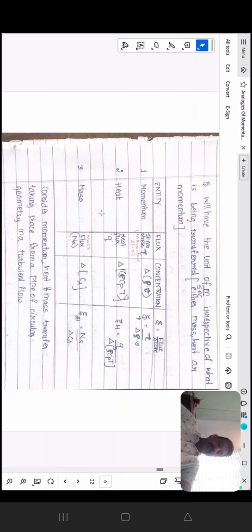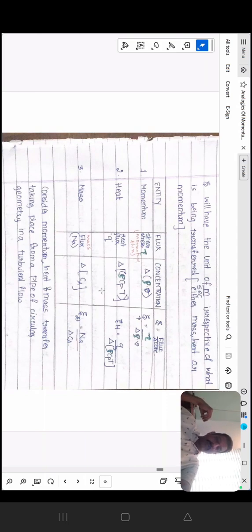Next, heat. So what is flux? Heat flux, Q. What is the change in concentration? Delta of rho CPT. Rho CPT, that is the concentration, heat energy concentration. So what is eta here? Eta H, that is eta for heat energy, is equal to Q by, what is flux? Q. Divided by, what is the change in concentration? Delta of rho CPT. Right?